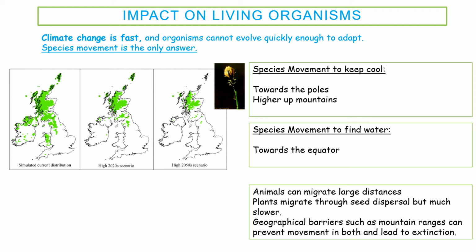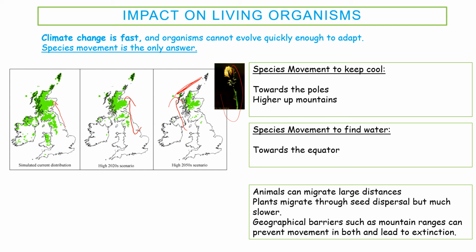So here you can see different species. This plant, which is only found in the UK, is slowly retreating northwards because it prefers cooler temperatures. You see here that by the 2050s, it will only be found in Scotland. It's what we call a fringe species because it's on the edge of where it can survive. Eventually it will go extinct because there's no more land that it can move up to keep up with the temperatures.